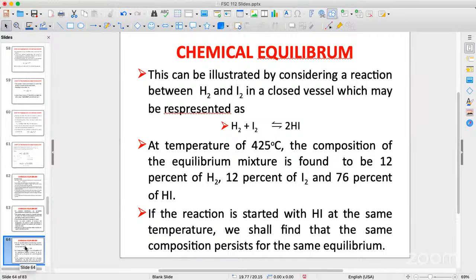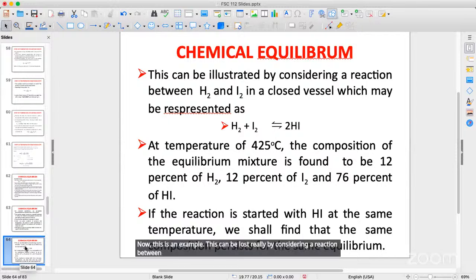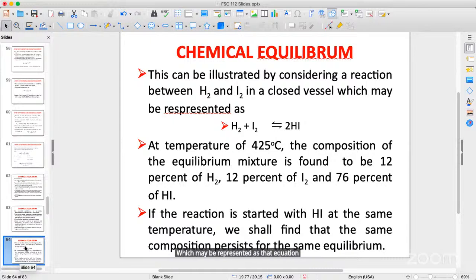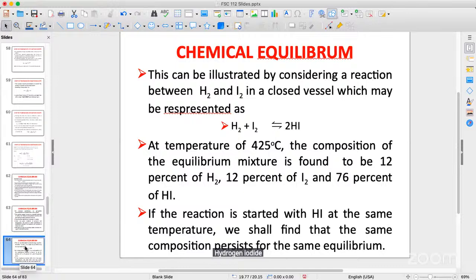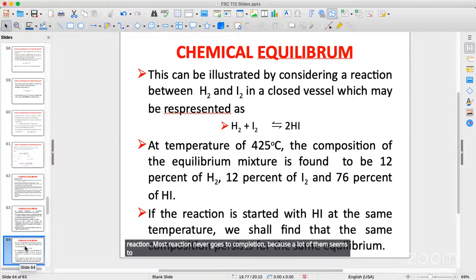Now, this is an example. This can be illustrated by considering a reaction between hydrogen and iodine in a closed vessel, which may be represented as that equation. Then at a temperature of 425 degrees Celsius, the composition of the mixture is found to be 12% hydrogen, 12% iodine, and 76% hydrogen iodide. And it's because of this equilibrium that they said most reactions never go into completion. Now, if the reaction is started with hydrogen iodide at the same temperature, we shall find that the same composition persists for the same equilibrium.